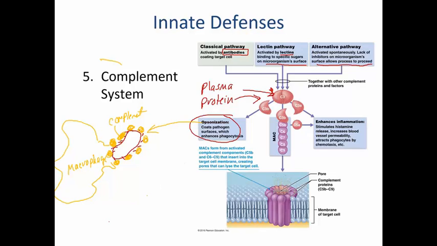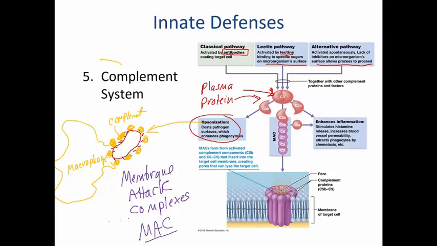Another really cool thing that they can do is they can form membrane attack complexes, or MAC for short. And MACs do this. They insert into the target cell membrane, creating pores that lyse the target cell. So it's very similar to the activity of perforins, actually.